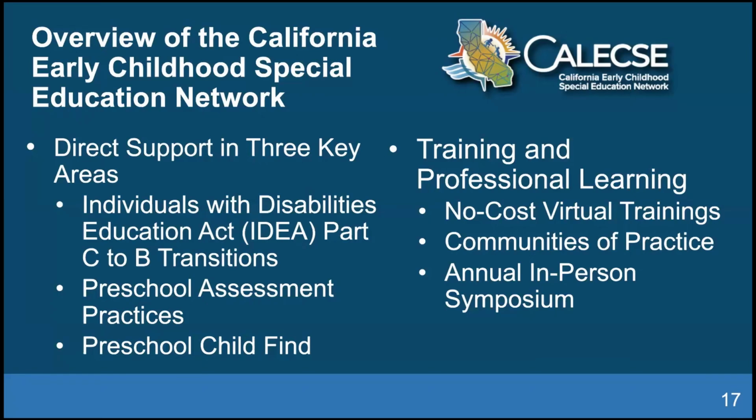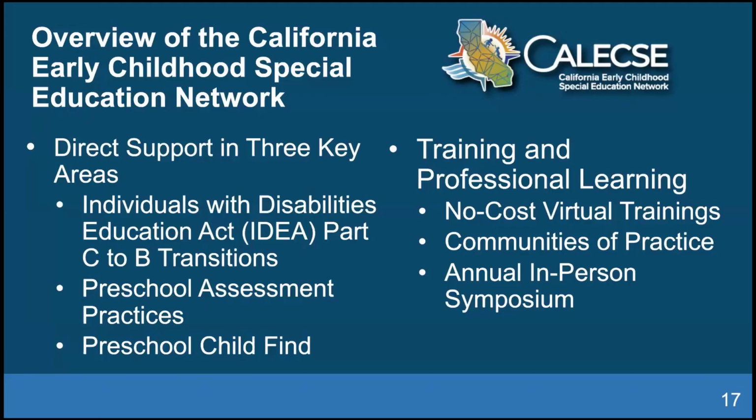CalECSE provides direct support to local education agencies, regional centers, and community partners, recognizing that strong early childhood systems depend on shared responsibility and alignment across agencies. This collaborative support is particularly focused on three key areas: IDEA Part C to B transitions, preschool assessment practices, and preschool child find. Through these efforts, CalECSE helps agencies align timelines, roles, and processes so that children experience smoother transitions and families receive clear, coordinated guidance.